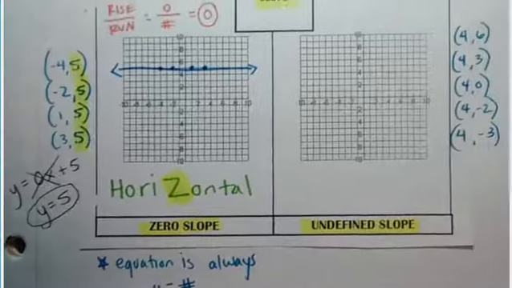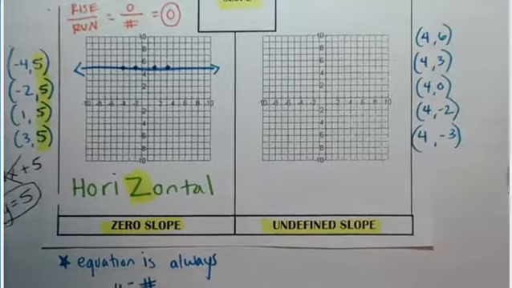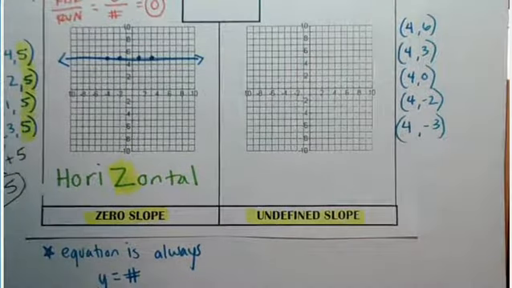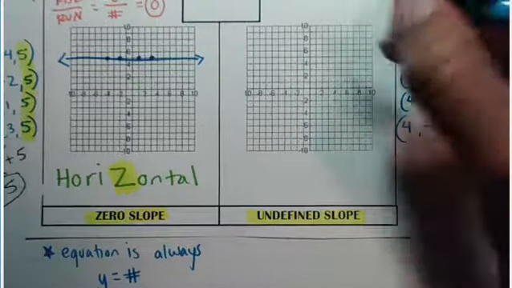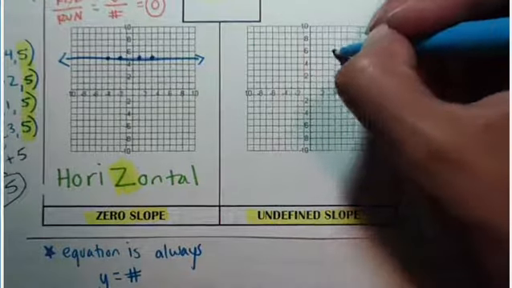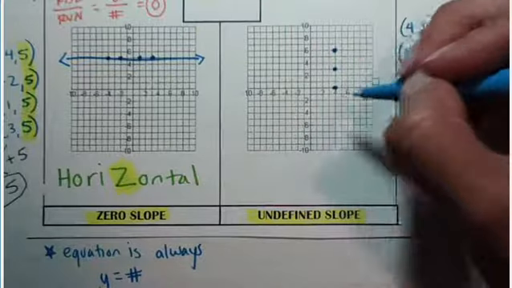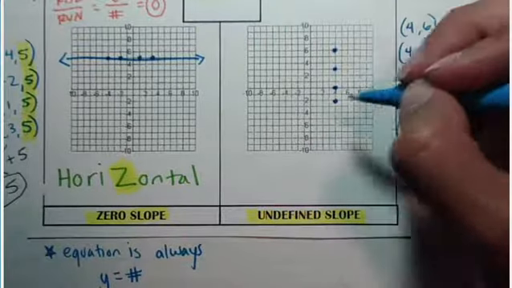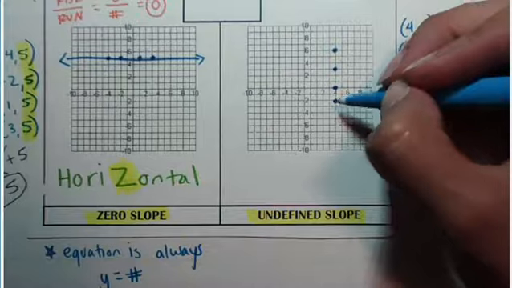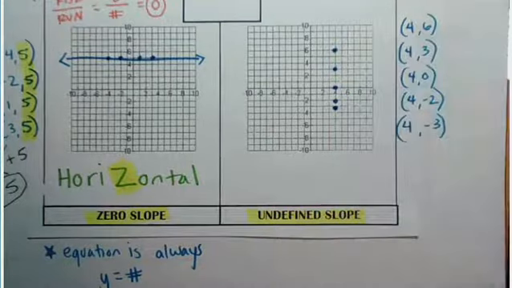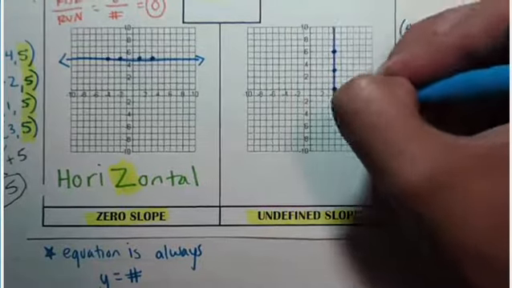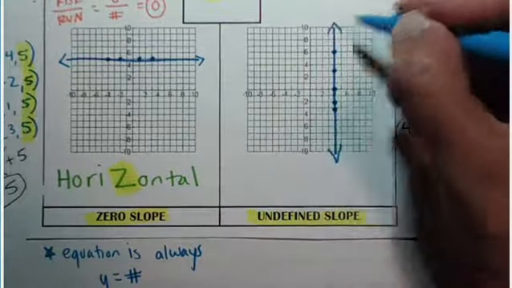Okay, and then the last one is our undefined slope. So let's go ahead and graph these points. Okay, 4, 6 be here, 4, 3, 4, 0, 4, negative 2, and 4, negative 3. I'm going to go ahead and draw a line for that to connect. Arrows on each side.